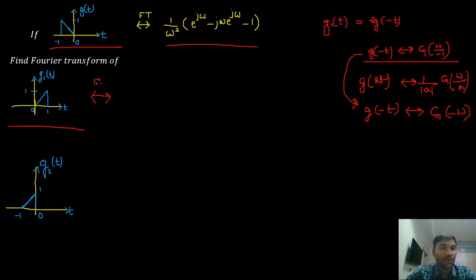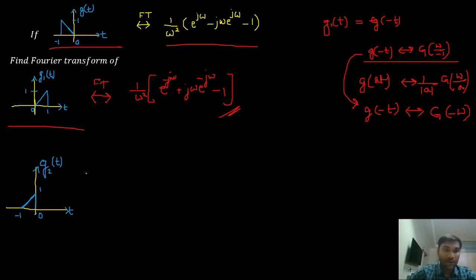So the Fourier transform will be 1 by minus omega square, which is nothing but omega square into e power minus j omega, minus j into minus omega. So this becomes plus omega and e power minus j omega minus 1. So this is my Fourier transform for g1 of t.